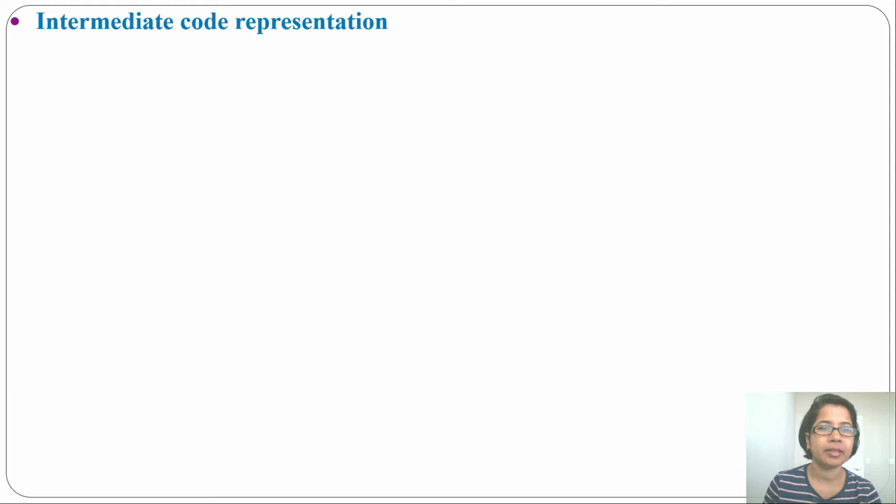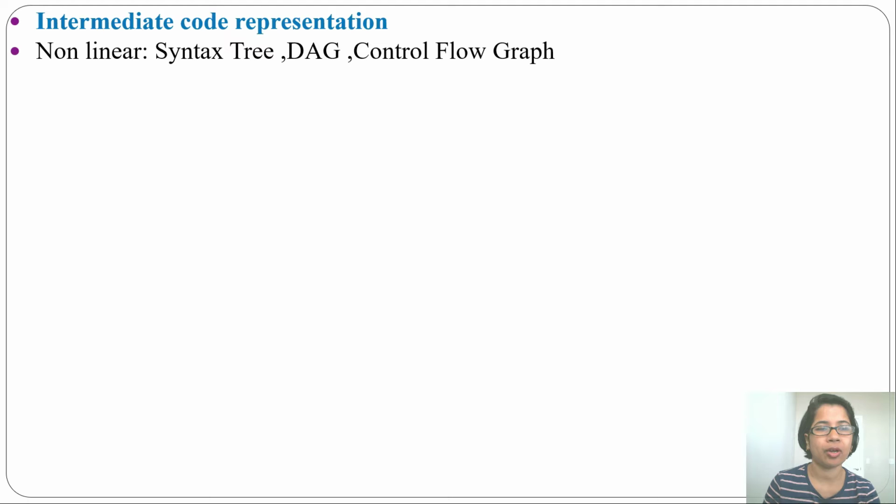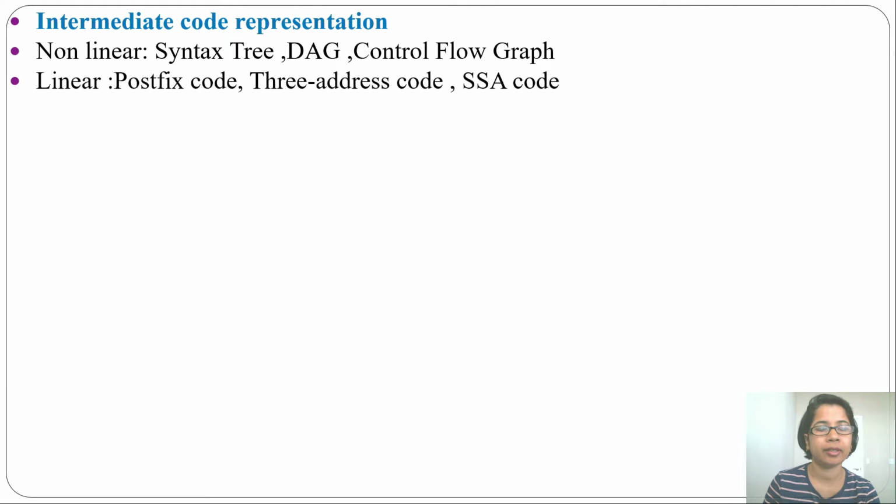Hi, let's discuss intermediate code representation. I already discussed lots of intermediate code representation. Let's take one example and write it in all intermediate representations. There are two types of intermediate code representation: one is nonlinear, another is linear. Nonlinear contains syntax tree, DAG, control flow graph, while linear contains postfix code, 3 address code, and SSA code.